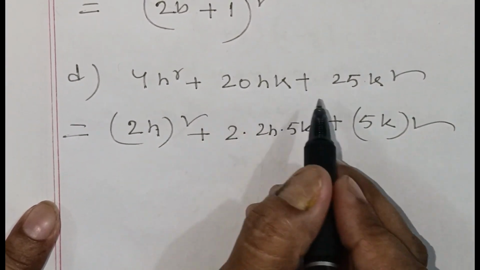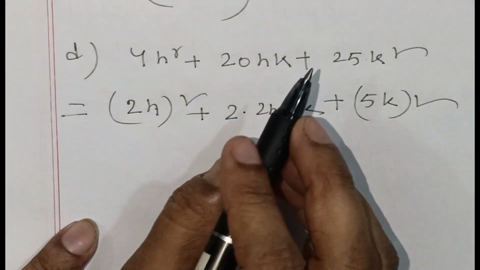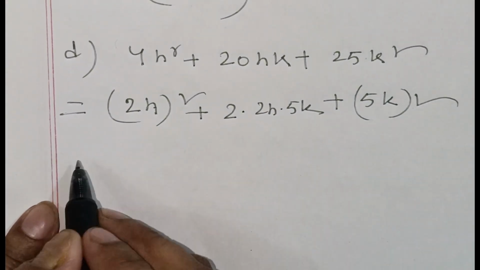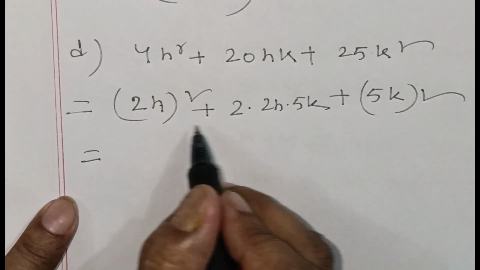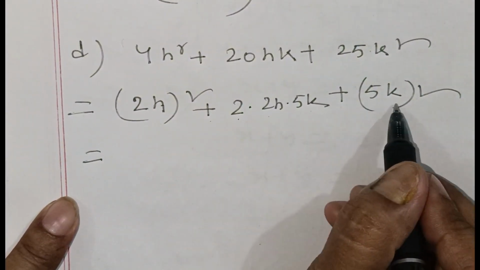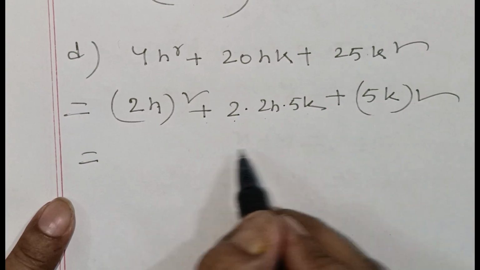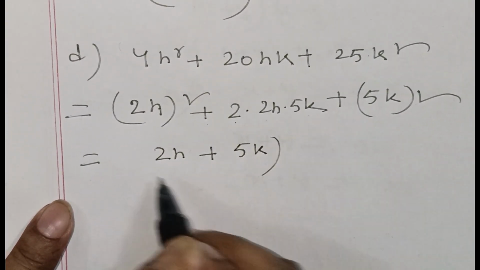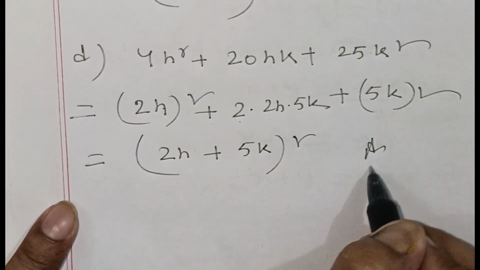You see, this arranging is happening automatically. So you just break down a and b. So a square plus 2ab plus b square, the formula is (a plus b) whole square. So a means 2h here and b means 5k here. That's it, (a plus b) whole square. This is the answer.